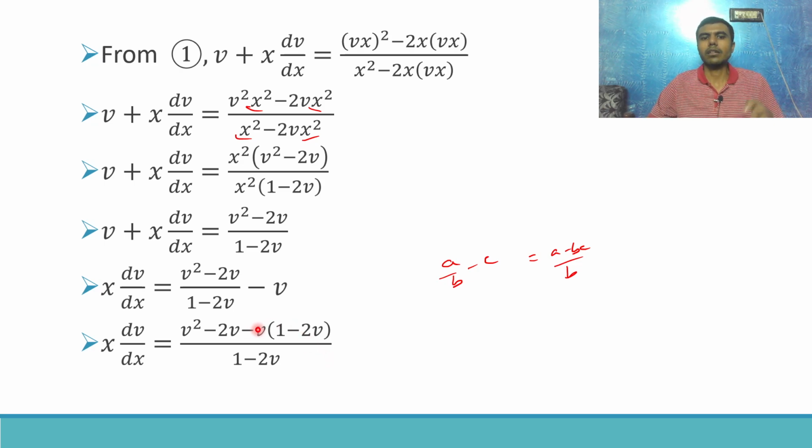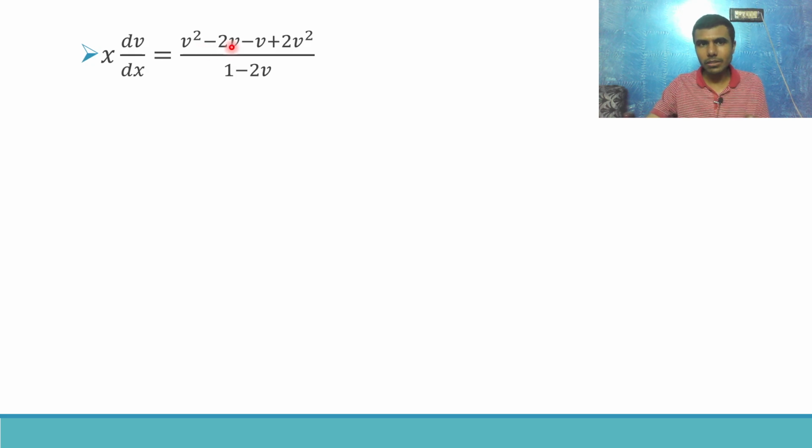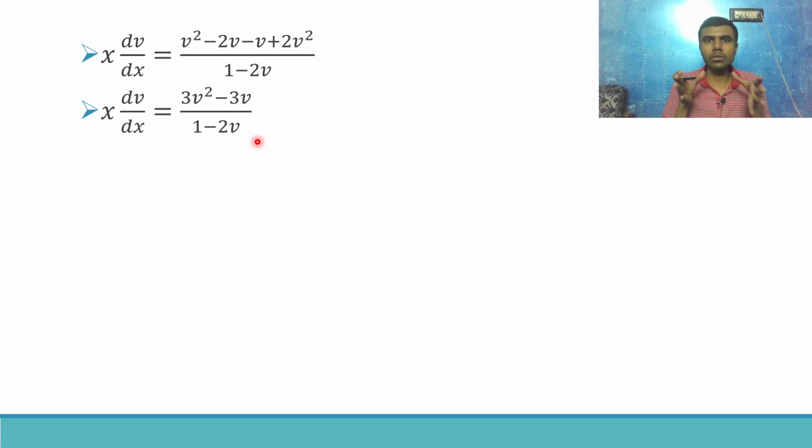Now just multiply. Minus v into 1 is minus v, minus v into minus 2v is plus 2v square. So with these simplifications I get v square minus 2v minus v plus 2v square. What is v square plus 2v square? It is 3v square. Minus 2v minus v is nothing but minus 3v. So 3v square minus 3v by 1 minus 2v. This is what I would end up at.